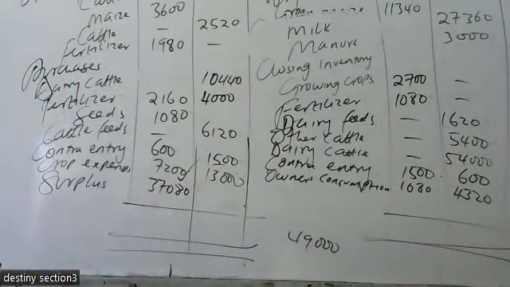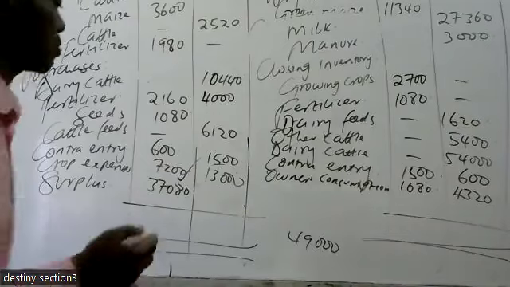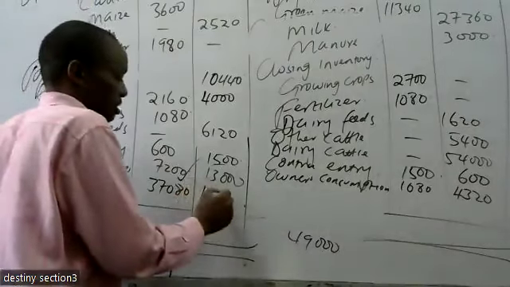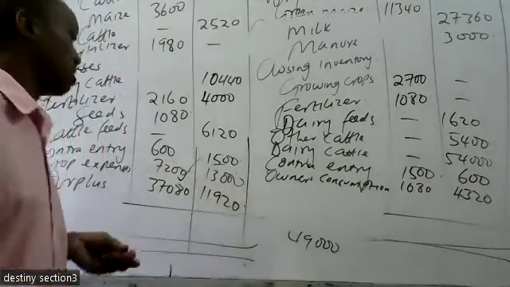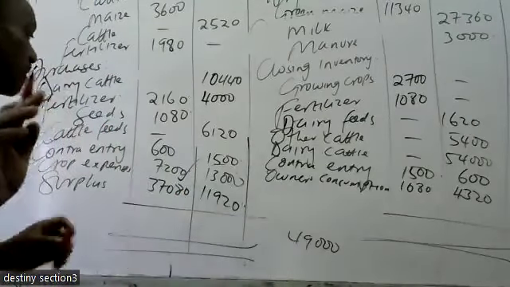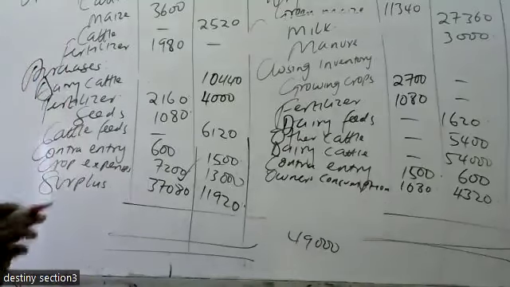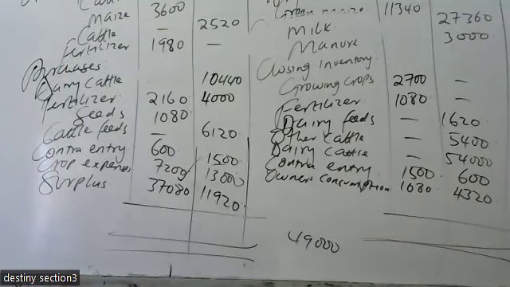Sorry, I added it to the crop. It's supposed to be 11,920. Oh, 11,920, yeah, that's what I'm asking. 11,920. Now it's okay. Everything is okay. 11,920. Now things are very much okay. That's the end of the revenue account.